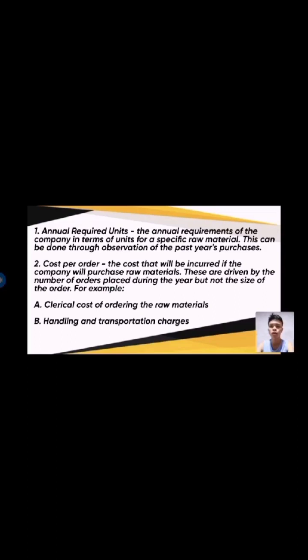So, cost per order. Cost per order is the cost that will be incurred if the company purchases raw materials. These are driven by the number of orders placed during the year but not the size of the order. So, the cost per order is driven by the number of orders placed but not the size of the order. For example, in A, the clerical cost of ordering the raw materials.